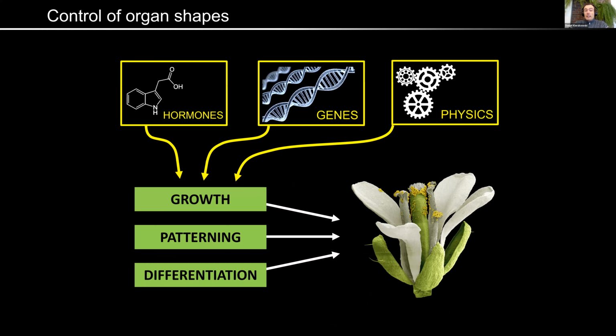Those processes are controlled at cellular level via molecules like hormones, genes, but also by physical forces, especially in plant tissues where cells are interconnected by stiff cell walls.